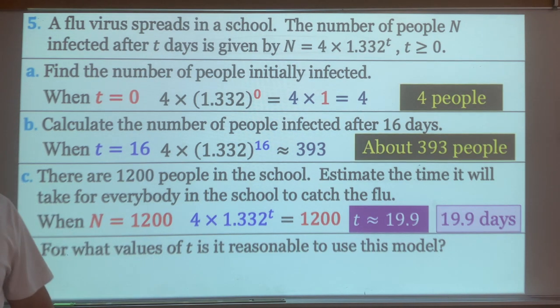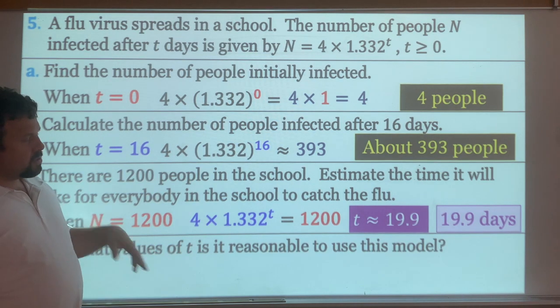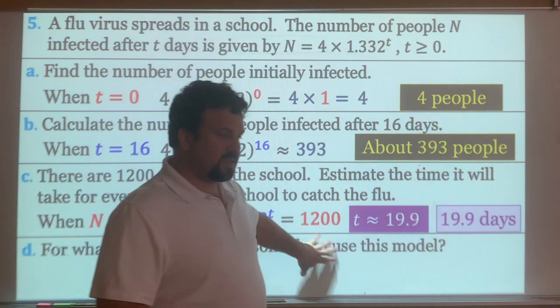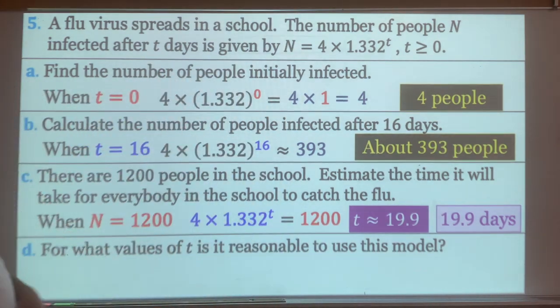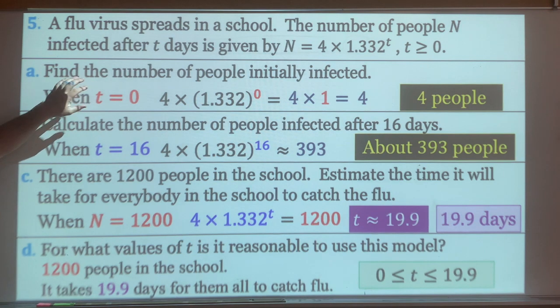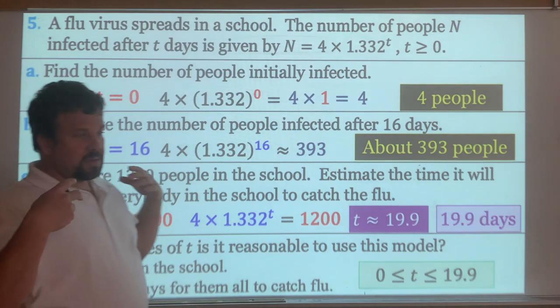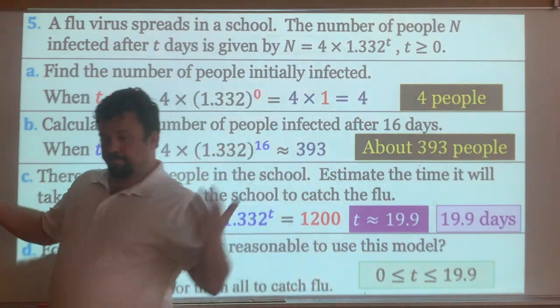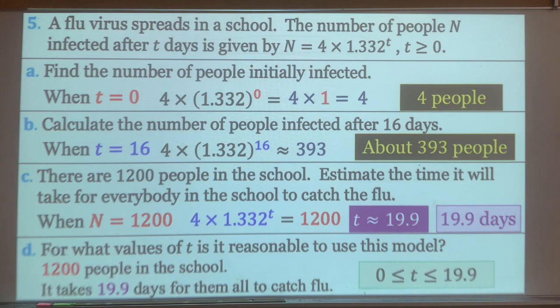Now, for what values of T is this model reasonable? So T should be between what two numbers to make this model work? And those numbers are up here. You should have said, well, there's 1,200 people in the school, okay? And it takes about 19.9 days for all of them to catch the flu. So that's the highest it's gonna be, right? And the lowest it could be is 0 days. So from 0 to 19.9 days, because after 19.9 days, there are no more people left in the school. Pretty self-explanatory, pretty easy.